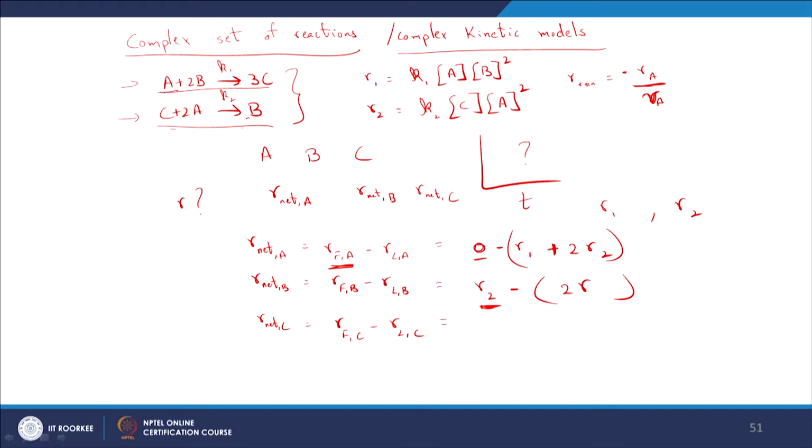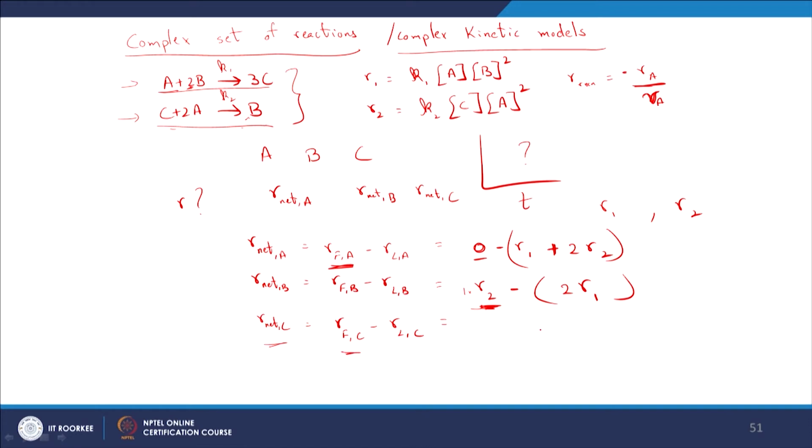Yes, and the stoichiometric coefficient is 1, so that's R2 there, just 1 times R2. And how is it being lost now? It's being lost through the first reaction, and it's 2 times because its stoichiometric coefficient is 2, pardon me. And same case with R net C, the rate of formation of C.